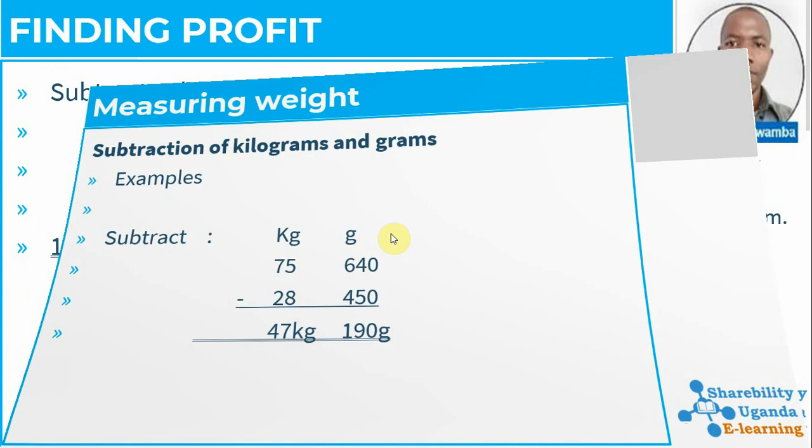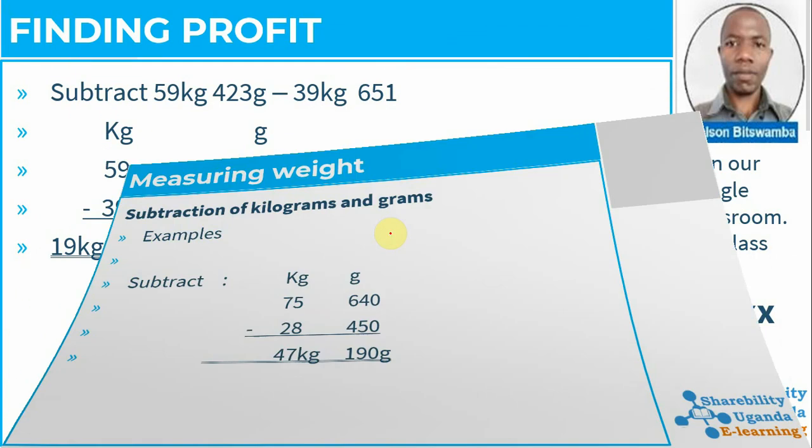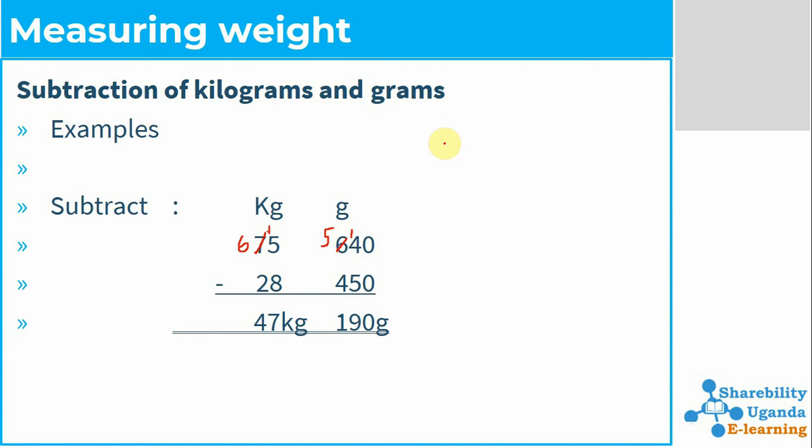Also in subtraction, we should consider our concept of 1 kilogram being equal to 1,000 grams. We really need to put this in our mind because it helps us in one way or the other. We shall be seeing how this is very important in subtraction or addition.